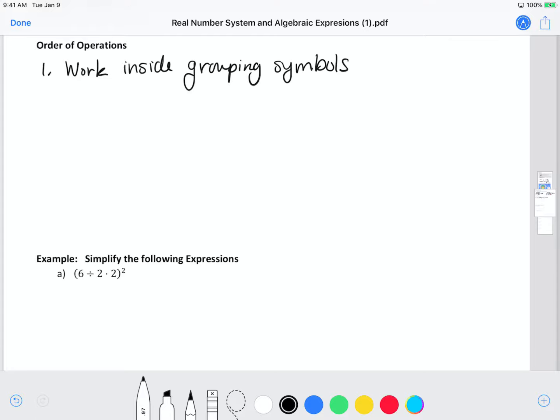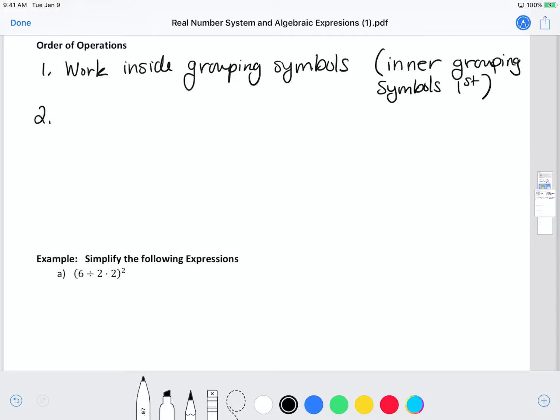So by grouping symbols, I mean braces, brackets, parentheses. And if there's more than one set of grouping symbols, then you always want to work the innermost first and work out. Inner grouping symbols first. And then you work your way out.